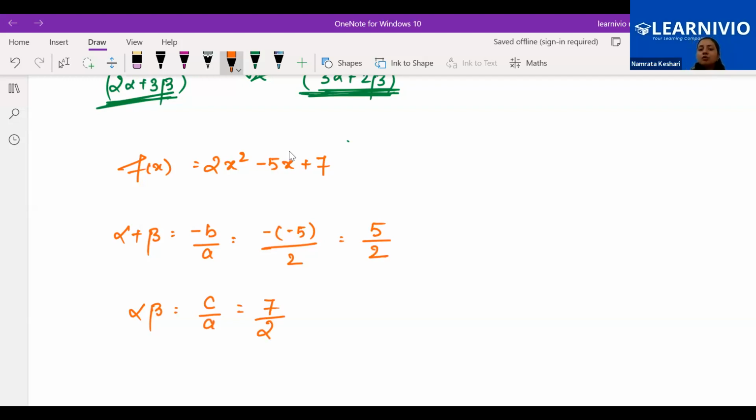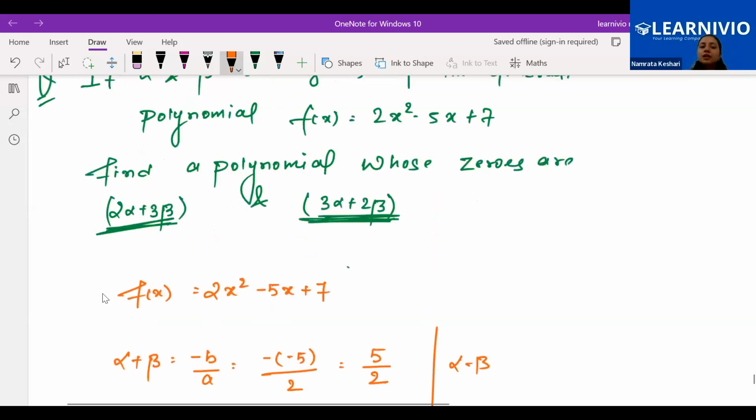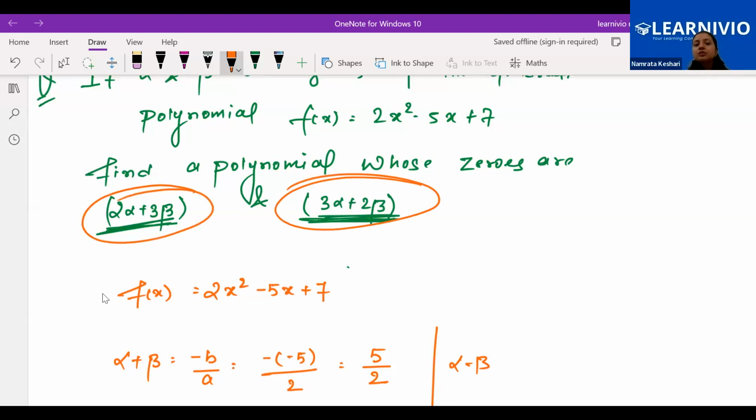Okay. Now what to do? Even if you start taking substitution from either one and start solving, maybe by finding alpha minus beta using these two, you won't be able to do it. So we will apply logic that maybe this question is such a kind of question where we will directly use these two zeros and try framing a polynomial.